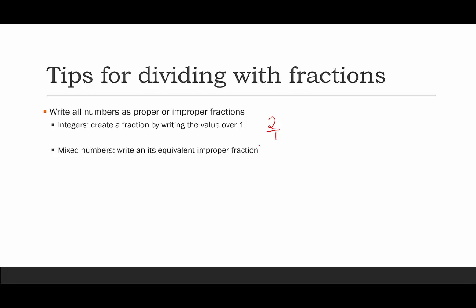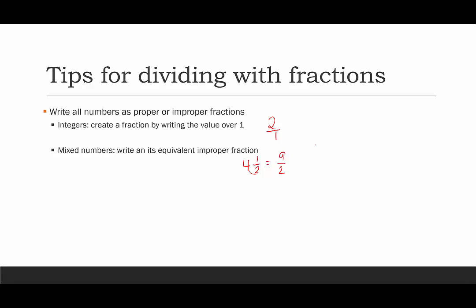So the way we do that, if we have 4 and 1/2, let's say, is you take the denominator and you multiply it by the whole part, so that'd be 8, and then you add the numerator. 8 plus 1 is 9, so 4 and 1/2 is equivalent to 9 halves.